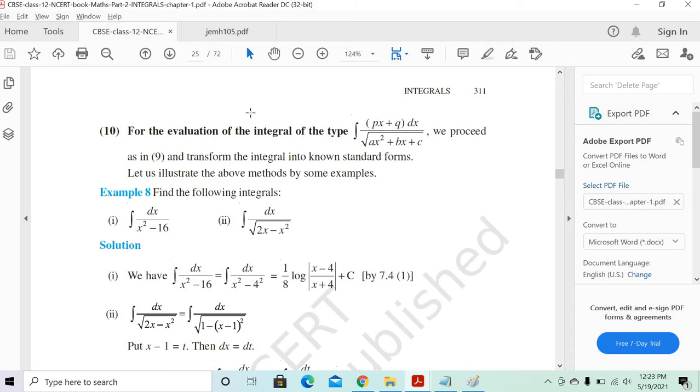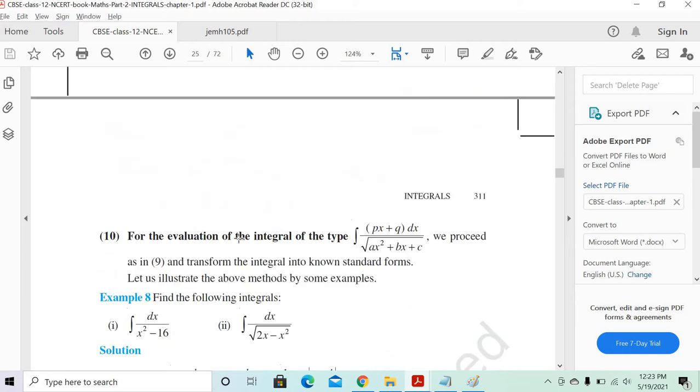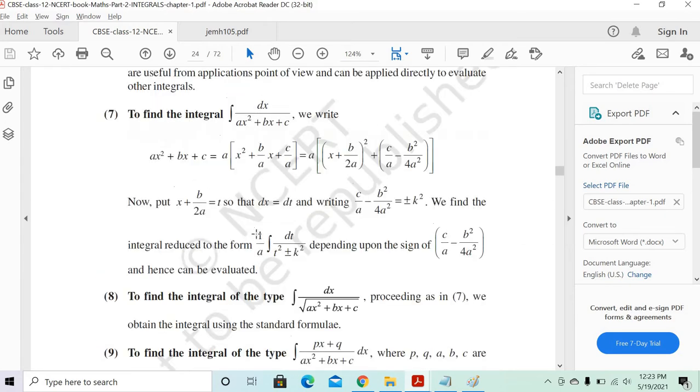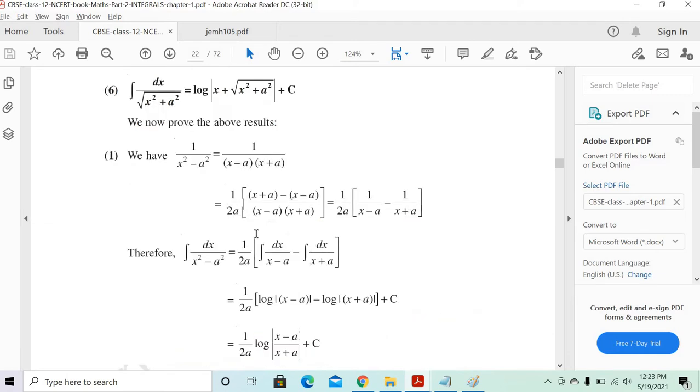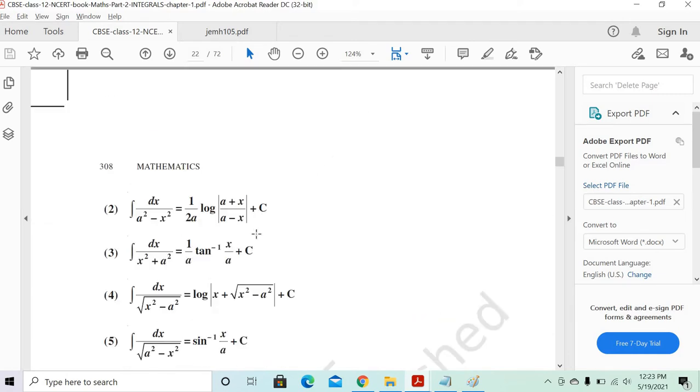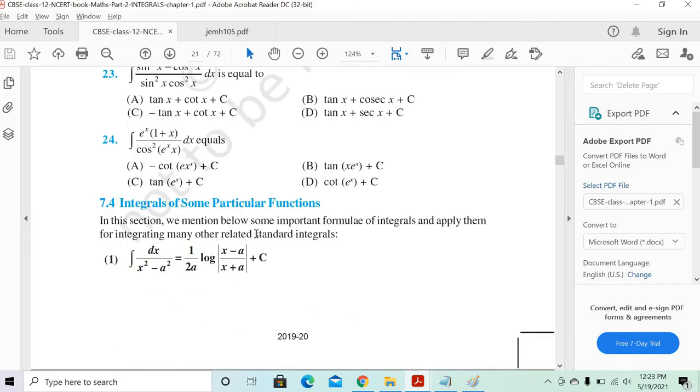Vijay, first one is clear to you? X square minus 16. Is it coming in the property number 1? Yes, sir. Property number 1, you can directly apply the formula. Whatever you remember, you have already derived the formula, so you don't have to derive it again. You can directly copy paste the output of the formula.